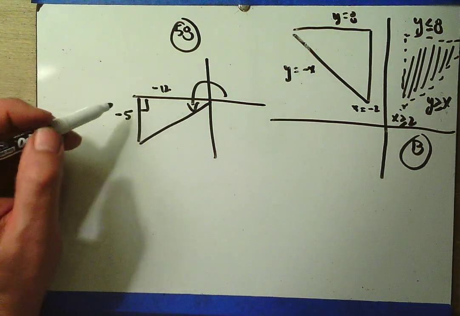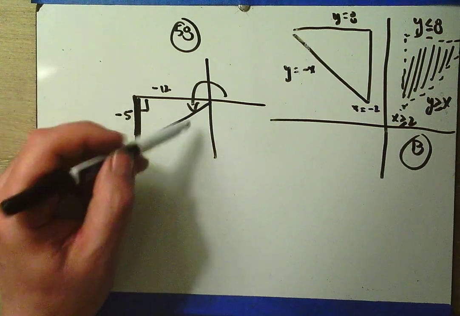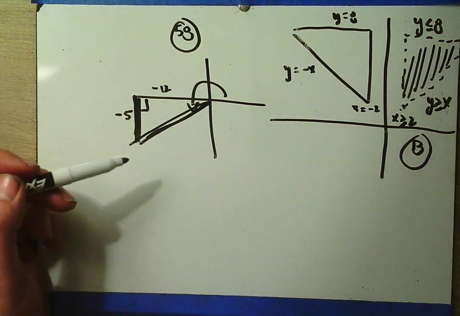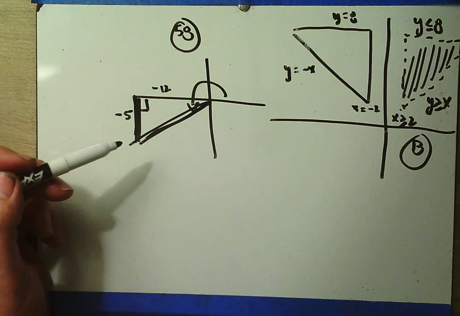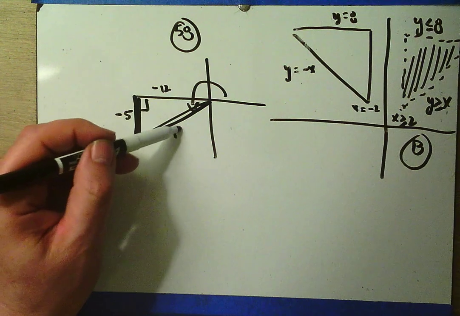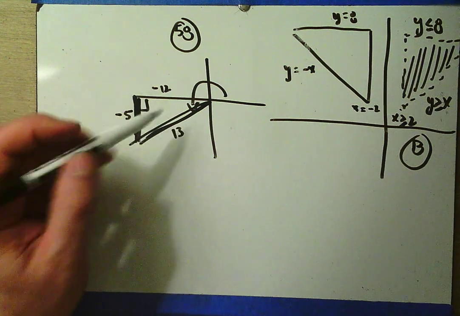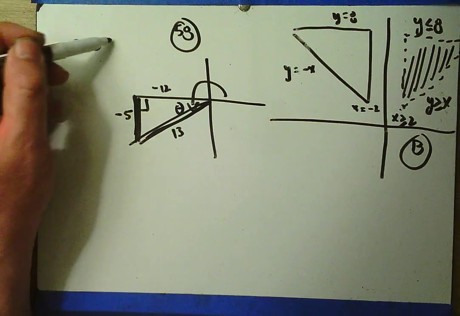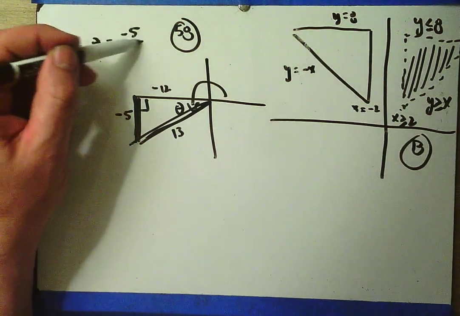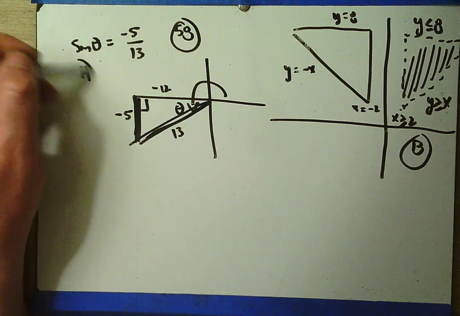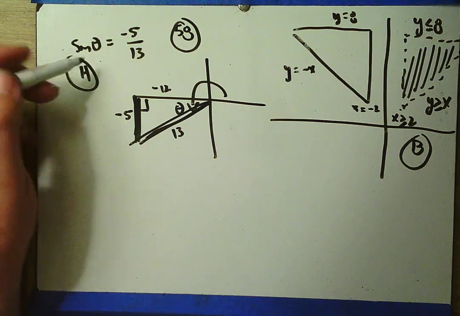Well, we know the sine of theta is opposite over hypotenuse. And if you've been paying attention to your triples this semester, you'll notice that this is a 5, 12, 13 triangle. So the sine of theta is going to be opposite over hypotenuse, which is choice H for 58.